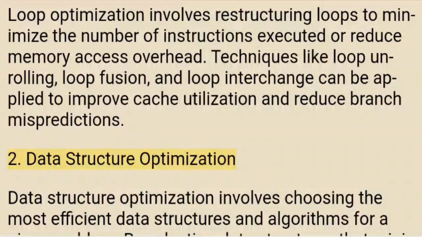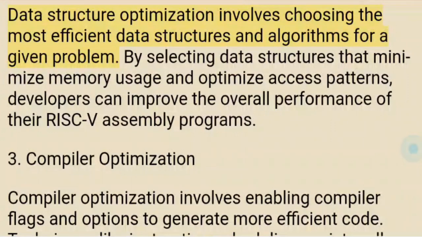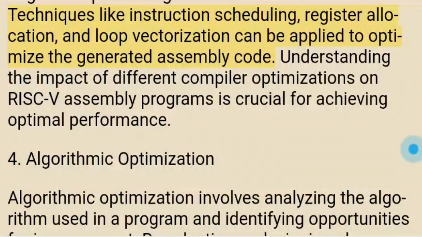2. Data structure optimization. Data structure optimization involves choosing the most efficient data structures and algorithms for a given problem. By selecting data structures that minimize memory usage and optimize access patterns, developers can improve the overall performance of their RISC-V assembly programs. 3. Compiler optimization. Compiler optimization involves enabling compiler flags and options to generate more efficient code. Techniques like instruction scheduling, register allocation, and loop vectorization can be applied to optimize the generated assembly code. Understanding the impact of different compiler optimizations on RISC-V assembly programs is crucial for achieving optimal performance.